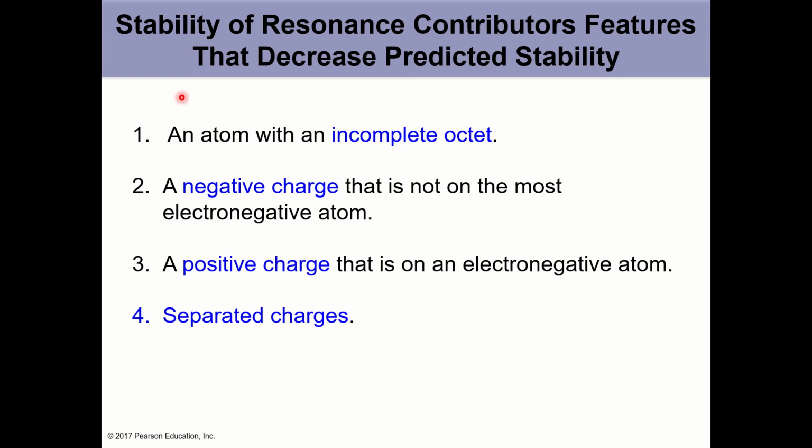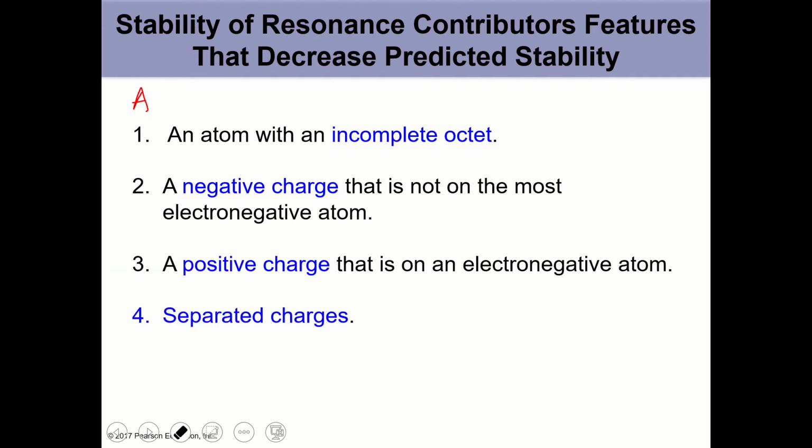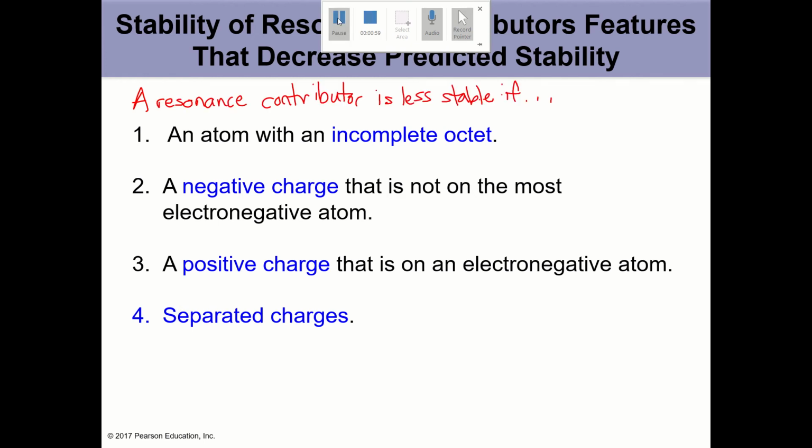Let's write that at the top. So each of these rules can be read in the following way. A resonance contributor is less stable if there is an atom with an incomplete octet, there is a negative charge that is not on the most electronegative atom, there is a positive charge that is on an electronegative atom, or there is a separation of charge.